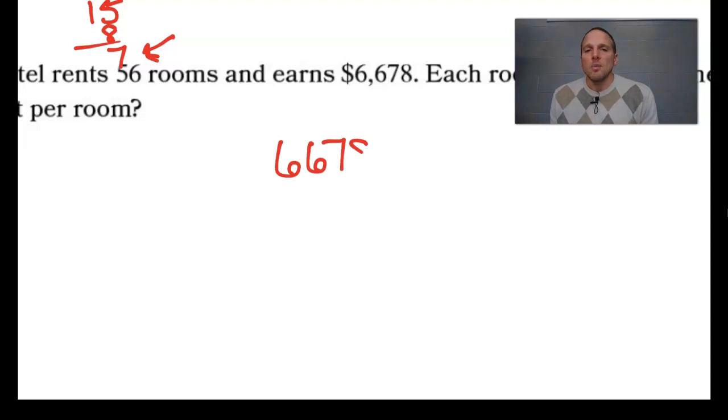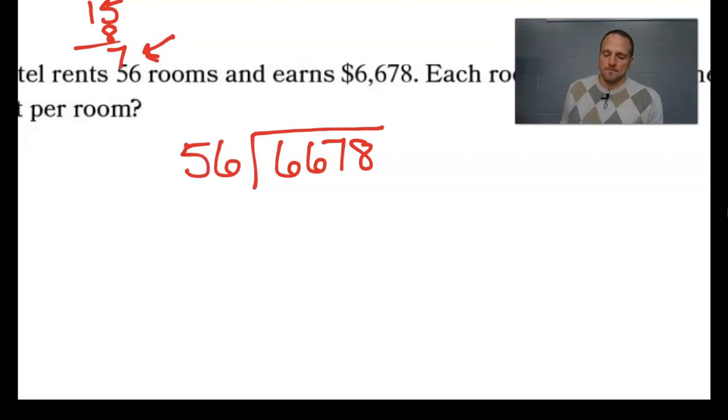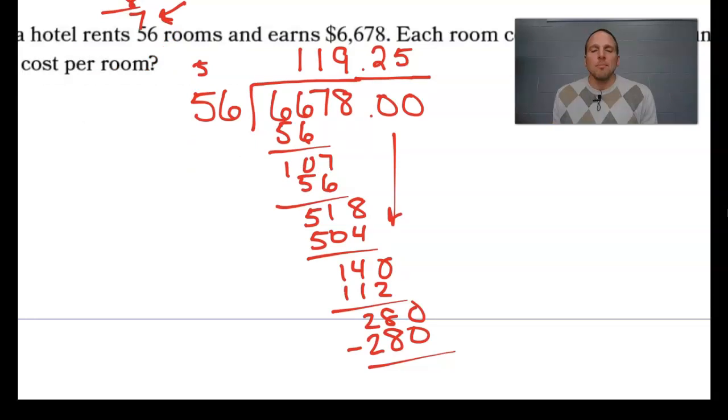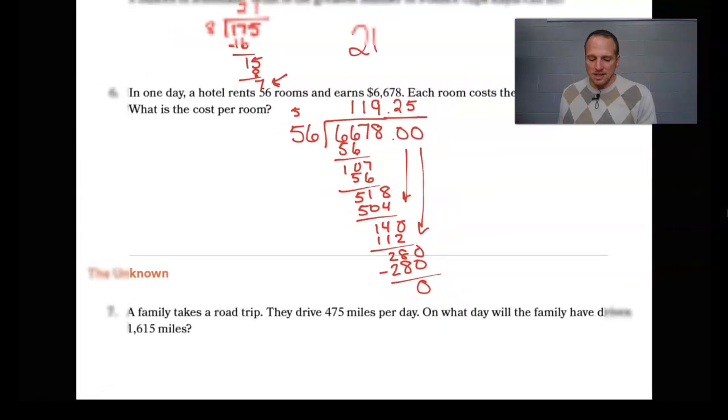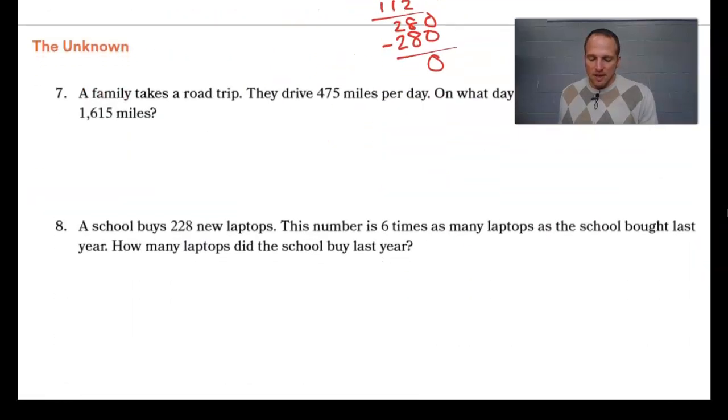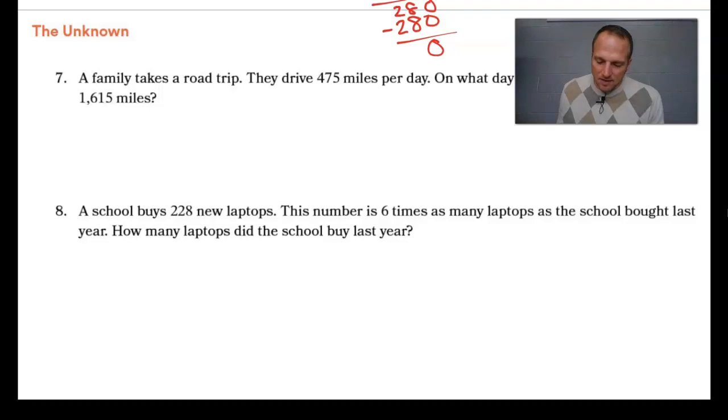Okay, so I want you to do this division problem. Sorry, my video's lagging just a little bit. It's going to come up and catch up with you in just a second. I want you to pause this, and I want you to work it out. Okay, so I've got my work shown up here. We had to add a decimal point and a couple zeros on the end of that, but in the end, it was $119.25. And after I did that, I came up with a remainder of 0. So 119.25.